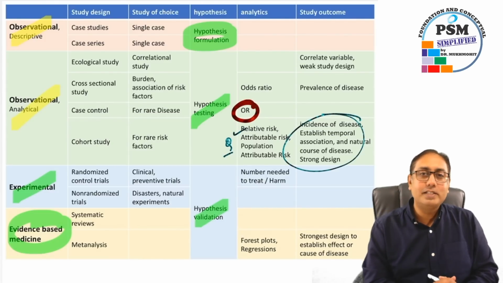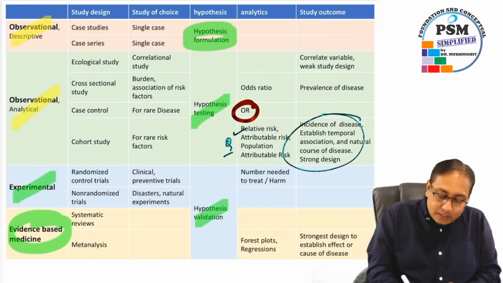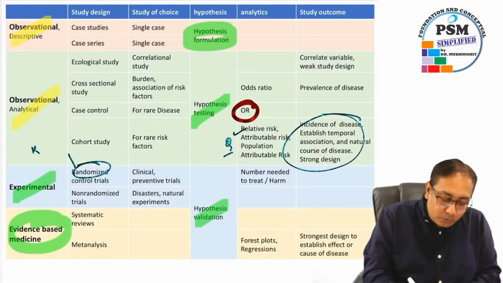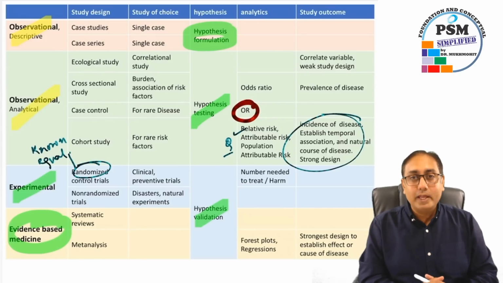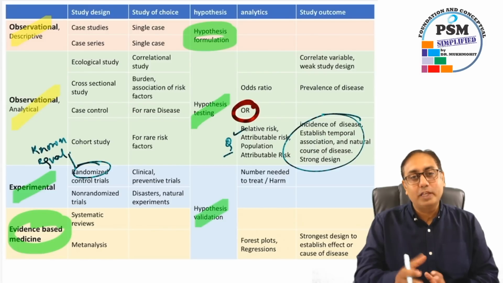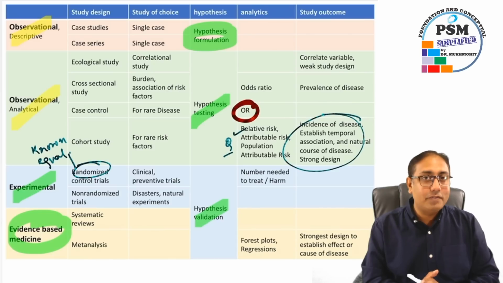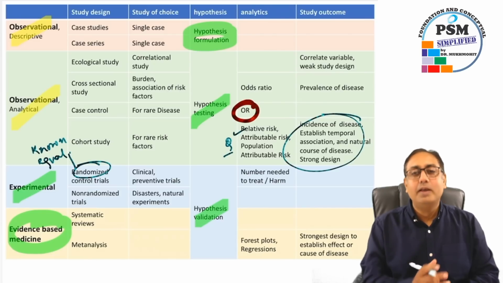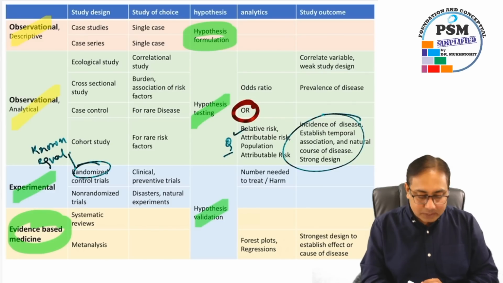The experimental study designs can be randomized or non-randomized trials. What do you mean by randomization? Randomization means known and equal chance, and randomization helps remove selection bias, and it is done at the time of allocation. So randomized trials could be clinical trials, preventive trials, risk factor trials, and so on, but the non-randomized are pre-post study designs, or we can have disasters or natural experiments.